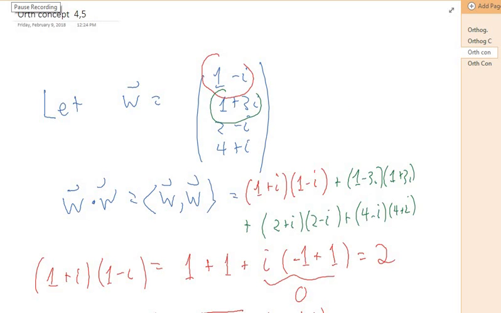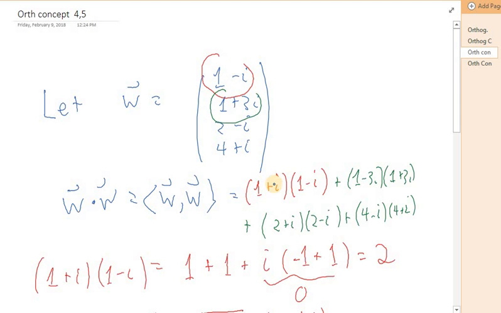Okay, well, let's now consider another complex vector, w. And let's consider what happens when you take the inner product of w with itself. So you may have seen inner product written as w dot w. In this book, we're writing it as the angle brackets of w, w. And what you need to do, remember, is take the components, complex conjugated, times the components themselves.